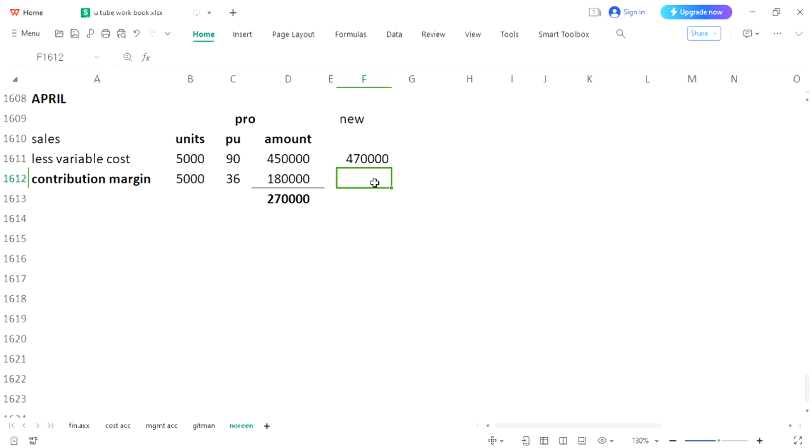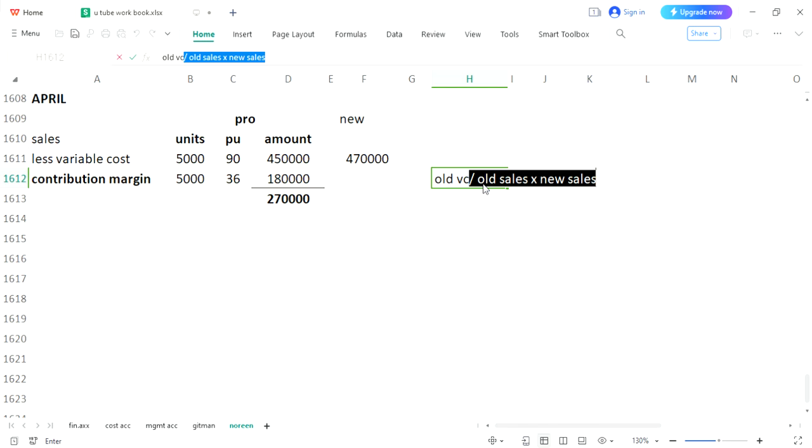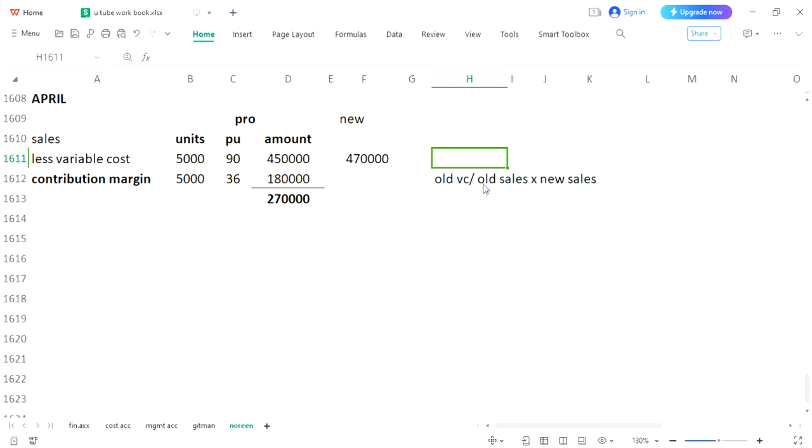When sale will be increased, obviously your variable cost would also be increased. For that we have a desi formula. Old VC divided by old sales, and then multiplied by new sales, gives the new variable cost. That is the formula for new variable cost.